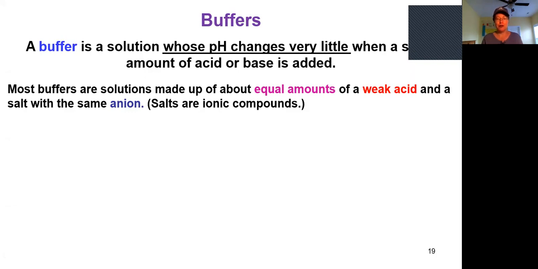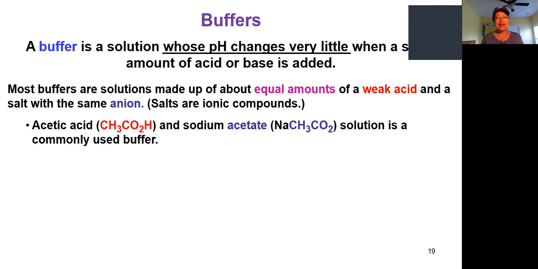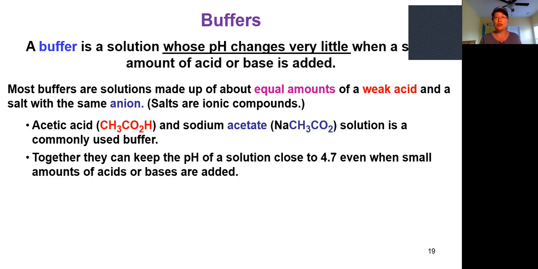So whatever's left over from the acid after the hydrogen ion is removed, that ion that's left over is going to be part of some sort of ionic compound. Acetic acid and sodium acetate, CH3COOH and CH3COO minus, those two are a commonly used buffer. Together, they can keep the pH of a solution close to 4.7, even when a small amount of a strong acid or strong base is added.